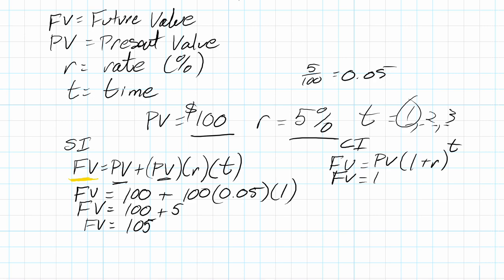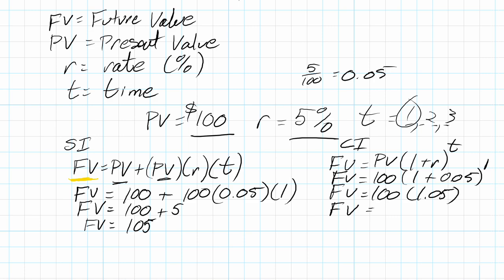So future value, still 100 times 1 plus the rate, which is 0.05, to the power of 1. Well, to the power of 1 doesn't really change anything. We just end up with 100 times 1.05. So a little bit different of an operation, but in the end, we end up at the same number. When I multiply those, you'll find that I'll get $105.